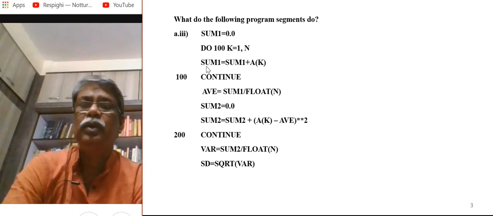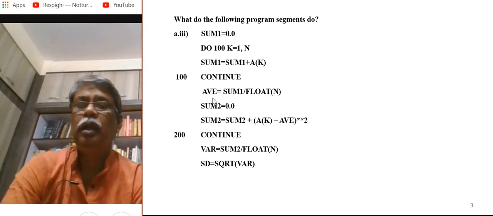So you are getting actually the sum of n number of variables which are stored in an array A(k). Now finally you are doing the average, that is sum1 by float(n). n is an integer, float makes it real, so it's real by real and it gives a real value.